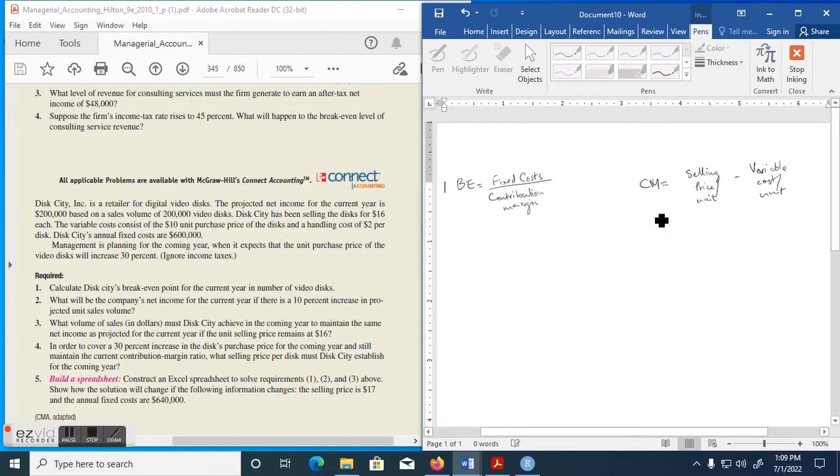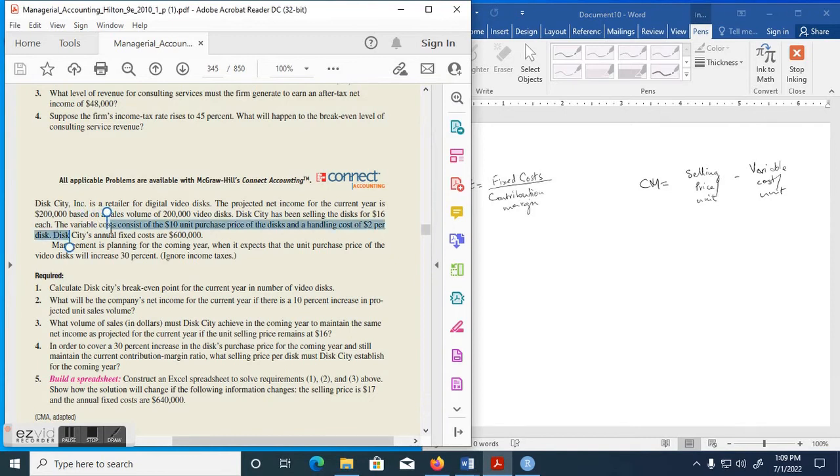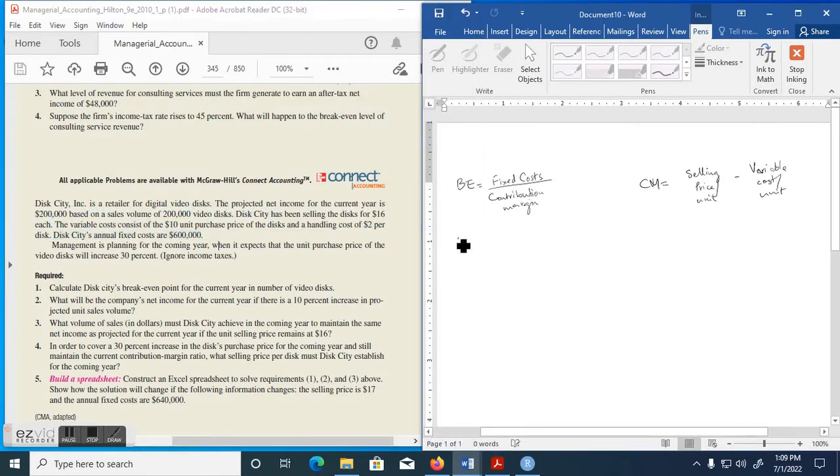Now, keeping this in mind, we can calculate the contribution margin at any point in time. So we are going to calculate this particular break-even. Looking at the information that we have, once more we'll come back here and see what our fixed costs are. And the fixed costs are listed here. Disc City's annual fixed costs are $600,000. So fixed costs are going to be $600,000. Then we want to identify what the selling price is going to be. So let's calculate the contribution margin.